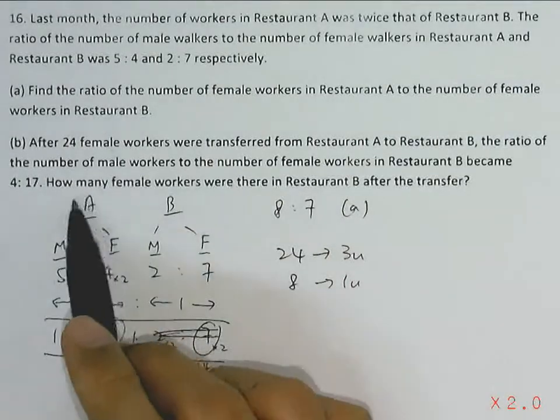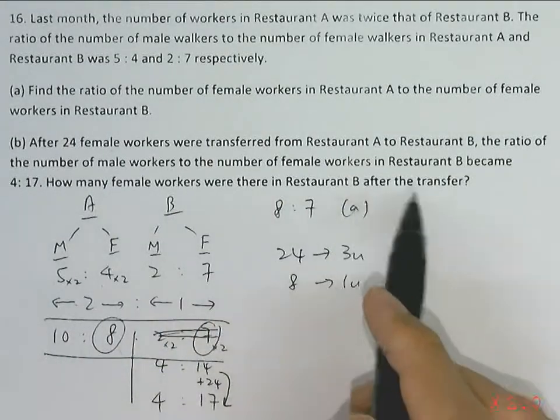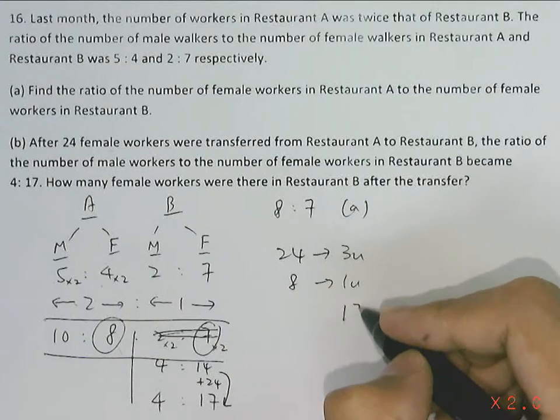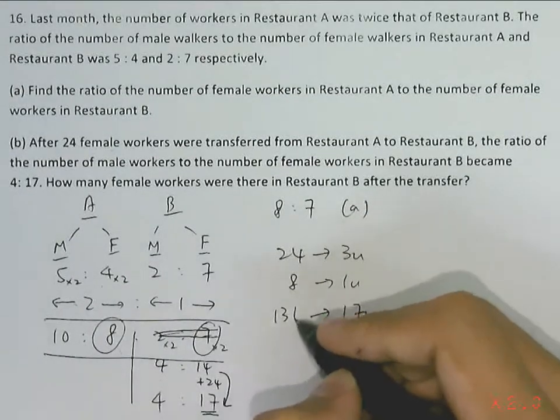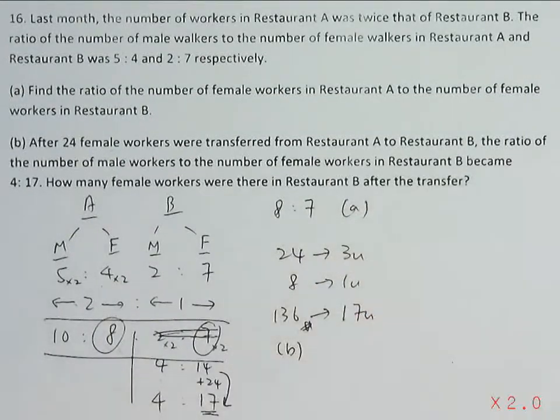So the question is asking how many female workers were there in restaurant B after the transfer, which is 17 units. Alright. So 17 units will be 8 multiplied by 17, giving us our answer for part B, which is 136 female workers.